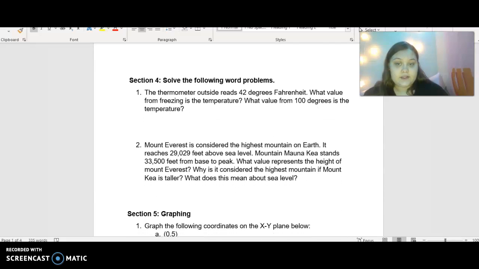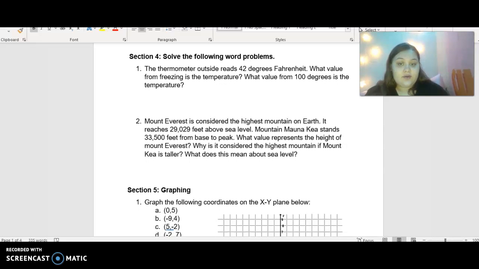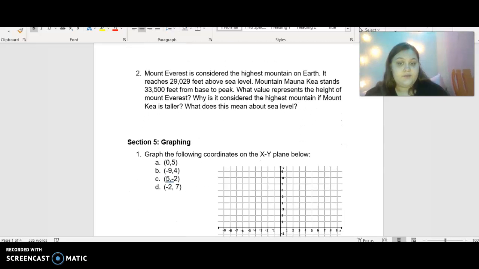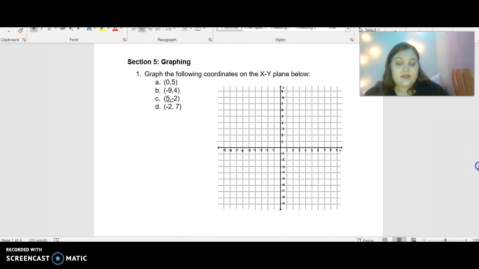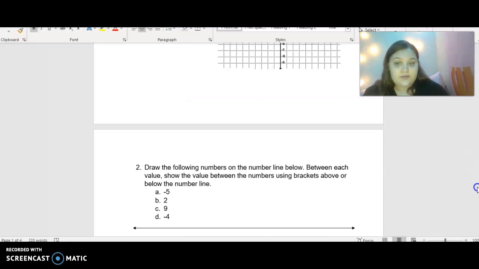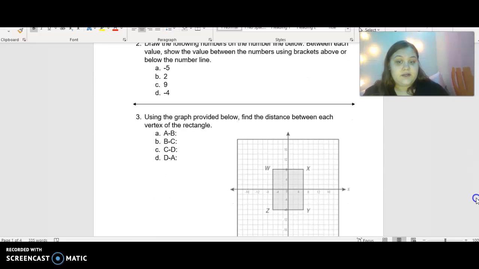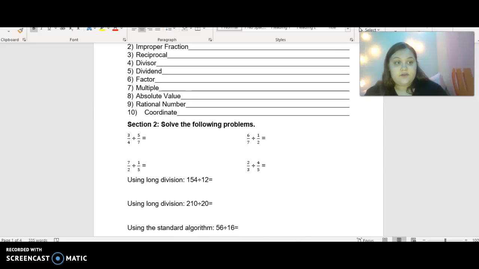In the fourth section, we are going to solve word problems. These deal with absolute value, sea level, and degrees. And in section 5, we have 3 problems with graphing and number lines. So the first question, you're just going to plot those points on the graph. The second one is with a number line, and the third is you're just finding the distance between points on a graph. So that's it for the pretest.